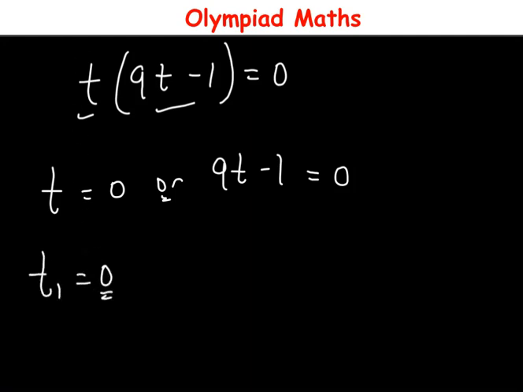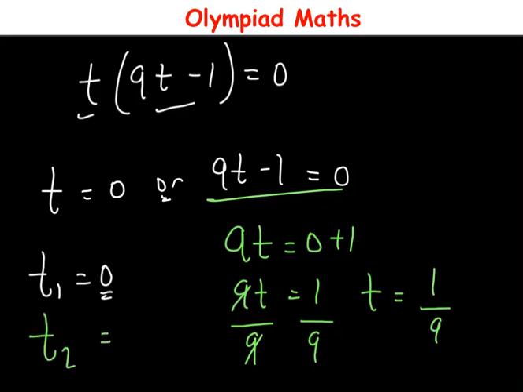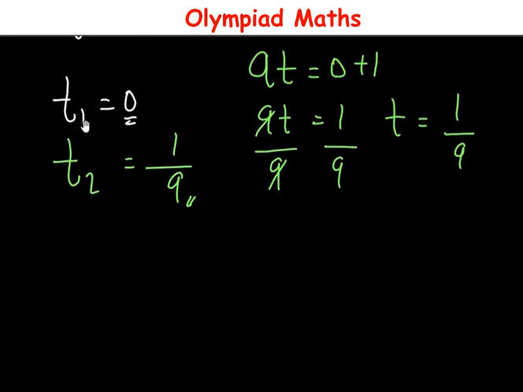Now let us then solve for the other value of t from this other linear equation. So from here, 9t is equal to 0 plus 1. 9t is equal to 1. Divide both sides by 9, 9 over 9. 9 divided by 9, the value of t is equal to 1 over 9. So the second value of t, t2, is equal to 1 over 9. Good. Now we have gotten two solutions for the value of t. t1 equals 0 and t2 equals 1 over 9.